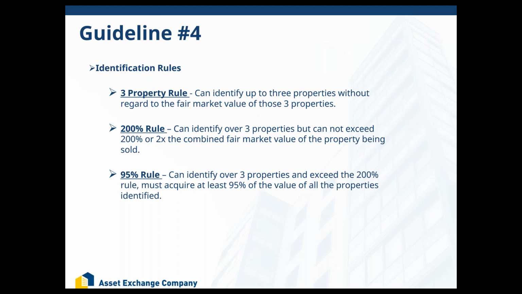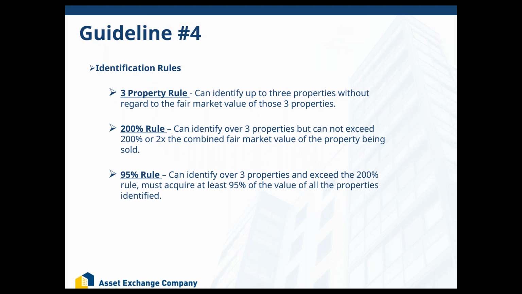Now, if you want to identify more than three properties, you can do that, but it's going to put you into this next rule. It's referred to as the 200% rule, and the 200% rule states this: you can identify over three properties, but you cannot exceed 200%, or two times, the combined fair market value of the property being sold. So what exactly does that mean?